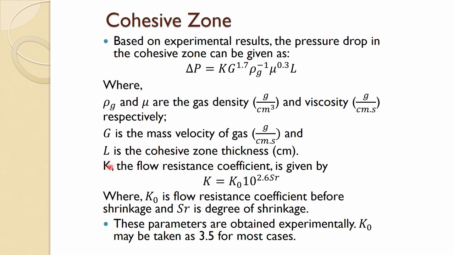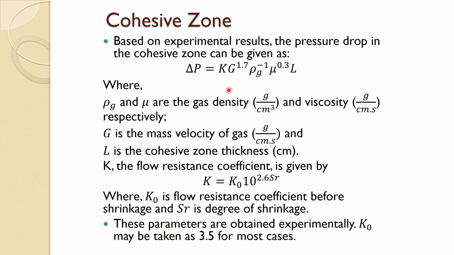So, flow resistance is related to K naught 10 to the power 2.6 S R, where K naught is the flow resistance coefficient before shrinkage. So, that is when there is no shrinkage. One can assume it like a normal bed, and S R is the degree of shrinkage. These are experimentally determined for different types of charge, and one can get the value of this.